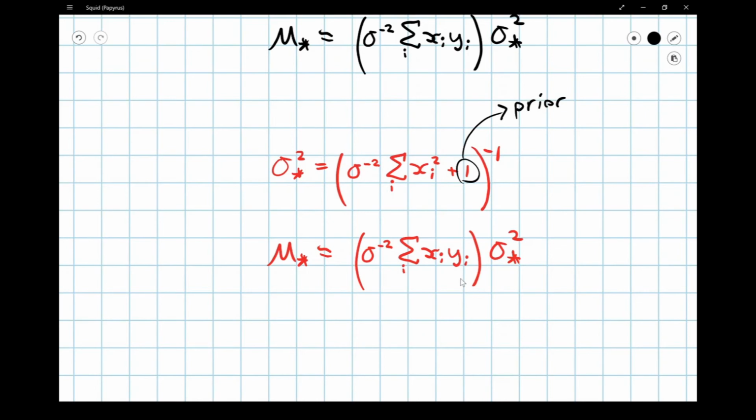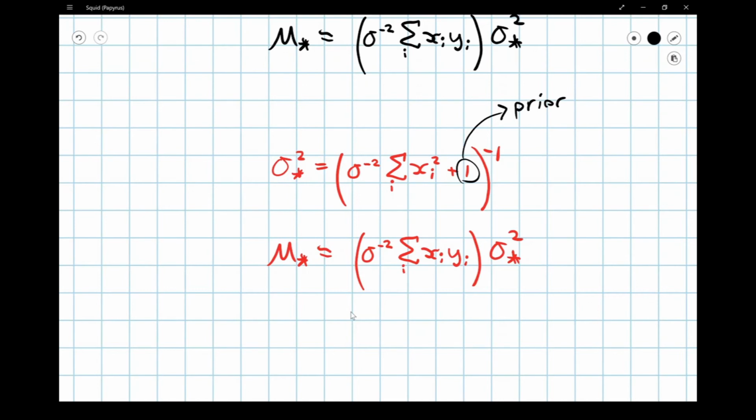Likewise, if all our x's and y's go to 0, then the mean of the posterior will go to 0 as well, which is the same as the prior. So if we have no data at all, the prior is equal to the posterior. That's good. It's like a sanity check. That should obviously be the case.